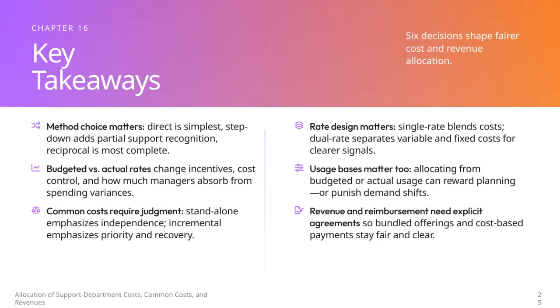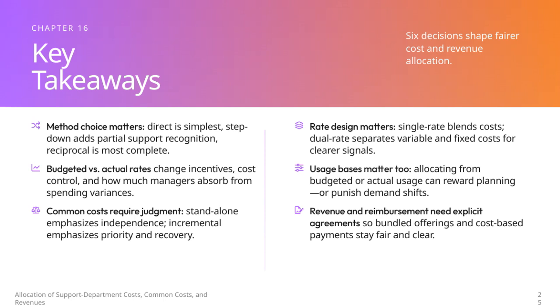Let's wrap up with the key takeaways from Chapter 16. First, there are 6 critical decisions that influence how costs and revenues are allocated fairly. The method you choose matters a lot. The direct method is the simplest, the step-down method adds some recognition of partial support, and the reciprocal method is the most thorough and complete.